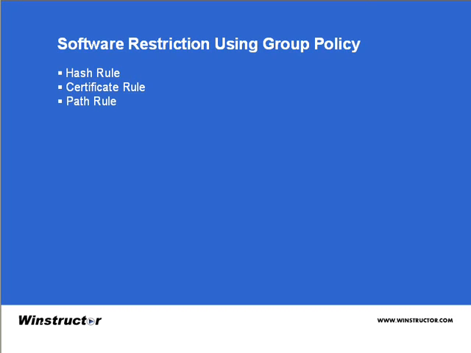Next, we have path rules, where we can specify the location of files that are allowed or not allowed to run. With path rules, if a file is moved from the location specified in the rule, then the rule becomes ineffective. And path rules can also apply to registry keys. And finally, we have Internet Zone rules that apply to Windows installer packages and identify software that comes from Internet Explorer zones.